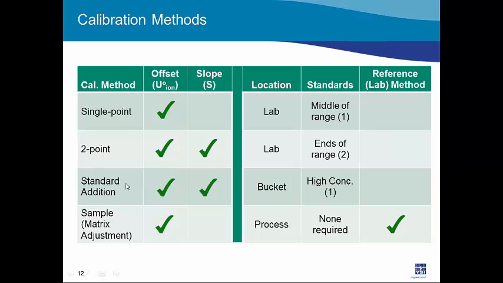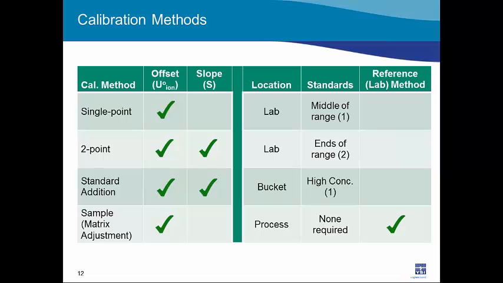Of course, you need a standard of some kind. In terms of pH, it's your pH buffer. In ammonium and nitrate, you would need ammonium and nitrate standards. Standard addition is another technique which allows determination of both offset and slope. Generally, this is done in a bucket. You put the sample in a bucket and then you inject a high concentration standard to create a known concentration inside the bucket. And then with serial injections, you can determine both the offset and the slope.